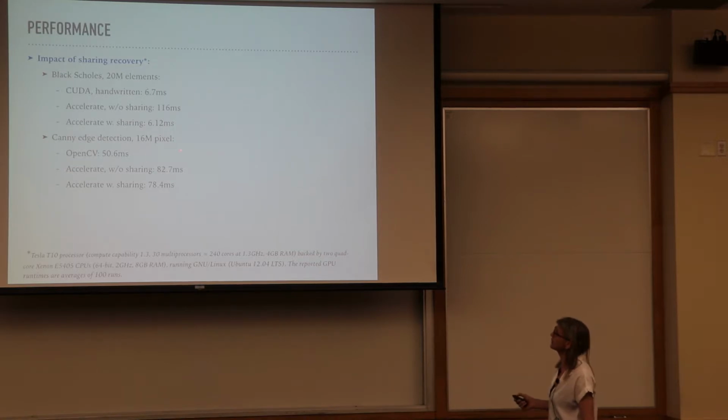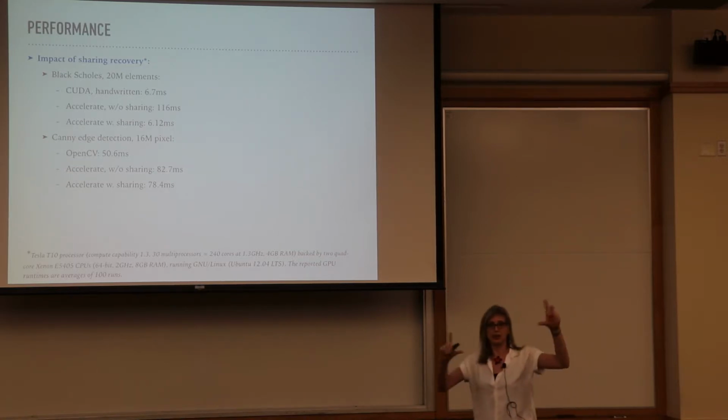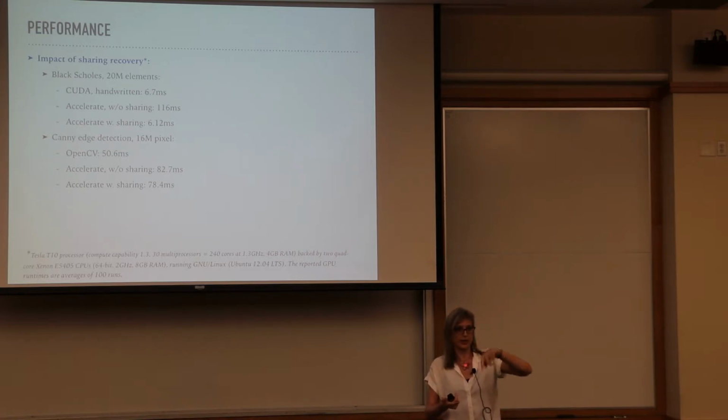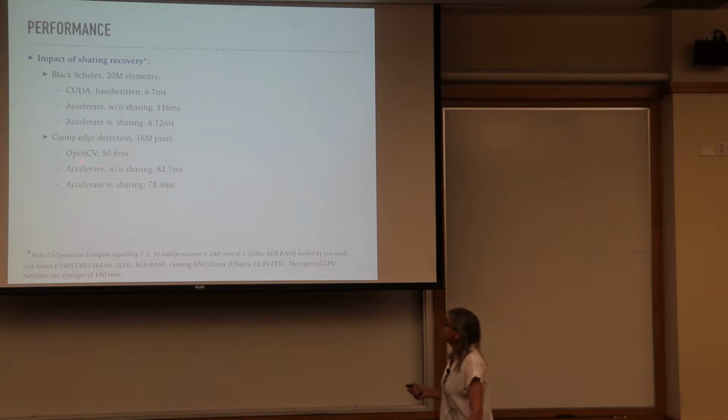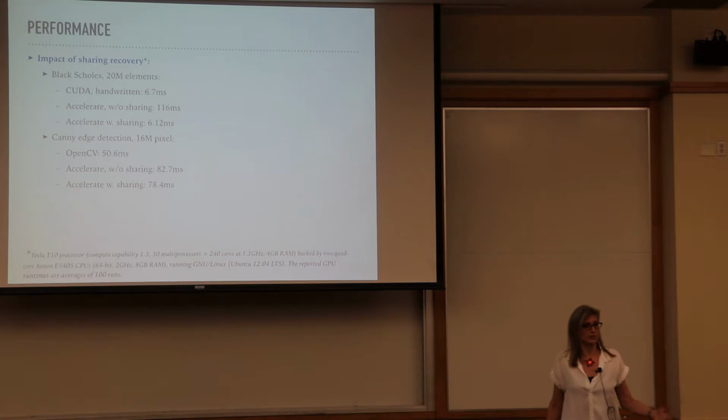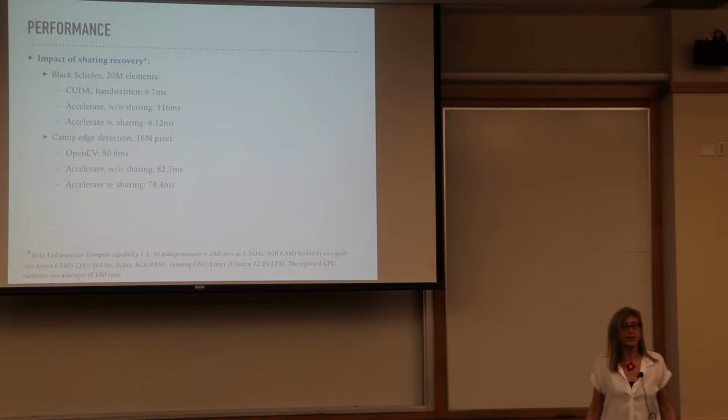Take Canny edge detection, where you take a picture and find the edges, the outlines, in the picture. Here, Accelerate without sharing is about 5% slower than Accelerate with sharing. And the reference implementation is OpenCV, which is an optimized graphics library. So we are slower than that.